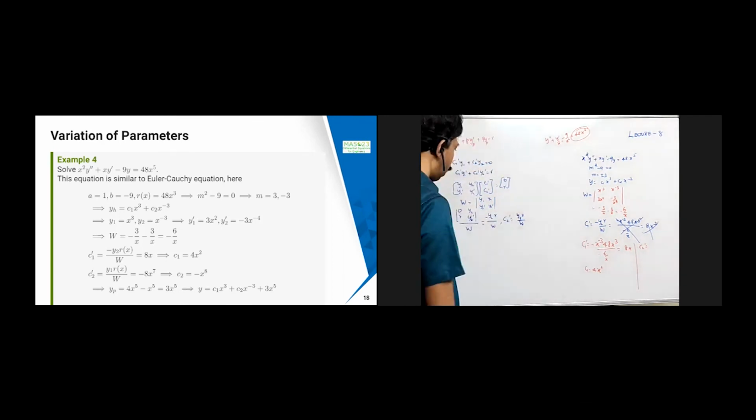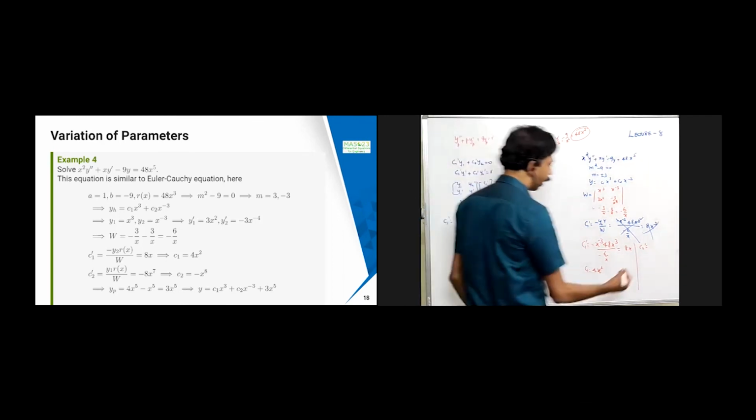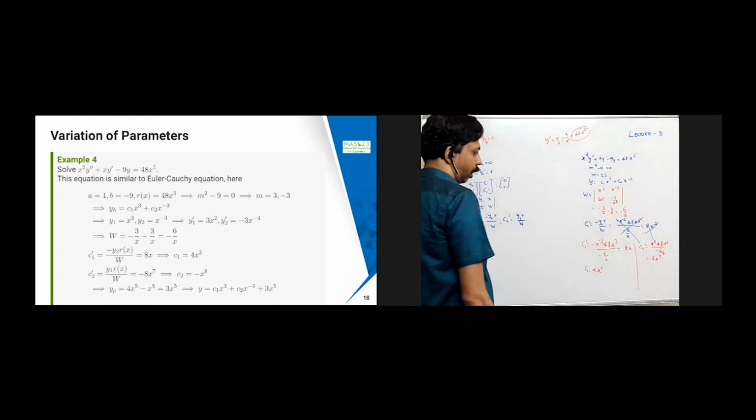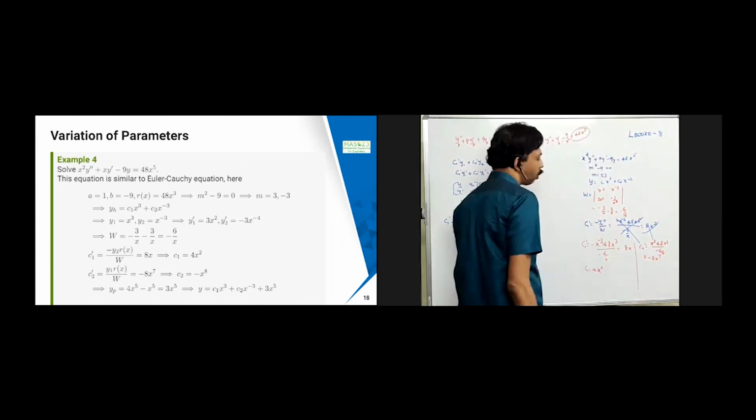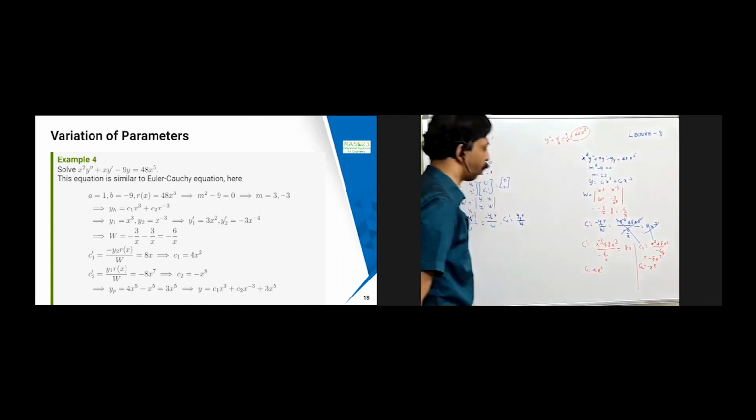Okay, 48 x cube. So you are going to get y1, which is x cube, into 48 x cube divided by minus 6x. Therefore, this is going to become 8 x power 7 is going to come. Okay, minus 8 x power 7 is going to come. Okay, there is a minus symbol. So therefore this is going to become x power 8. Okay, minus x power 8 is going to be that C2. C2 is going to become minus x power 8.